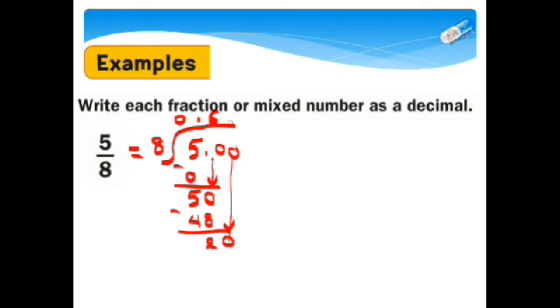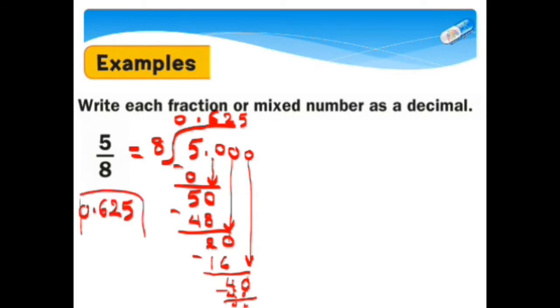20 divided by 8 equals 2. 2 times 8, 16. Remainder 4. Okay, now put a 0 here. Bring it down. 40 divided by 8 equals 5. And 5 times 8 is exactly 40 with no remainder. So the answer for this one is 0.625, and of course it is a terminating decimal, not repeating.